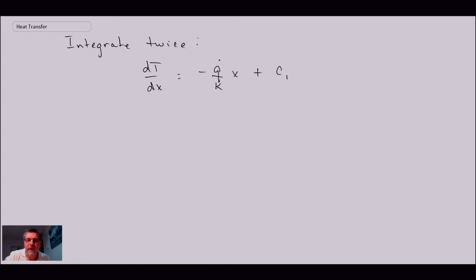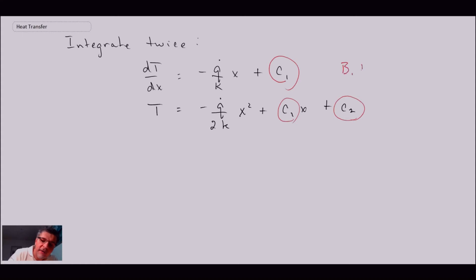And so on the first integration, we get a constant of integration. We don't know what that is yet. The way that we're going to solve for that, we'll apply boundary conditions. We integrate it a second time, and we get a second constant of integration. So in solving for C1 and C2, we will apply the boundary conditions.